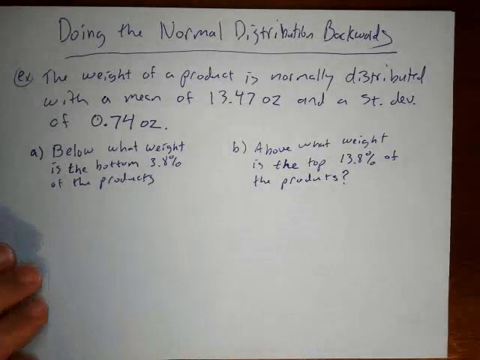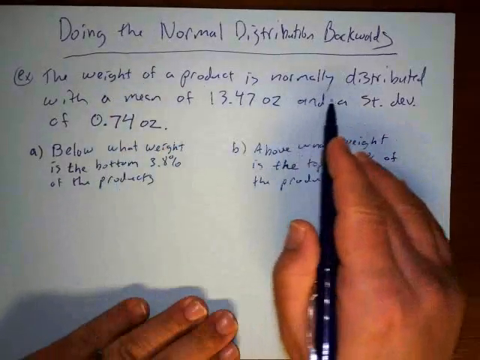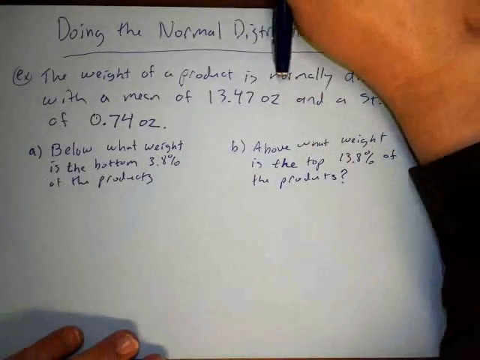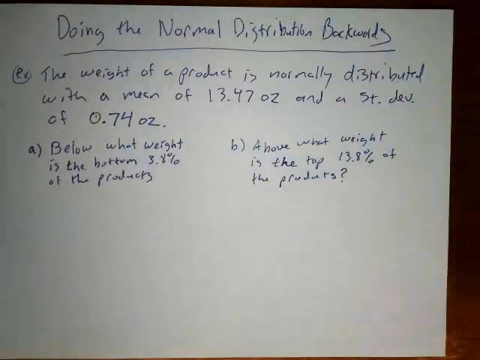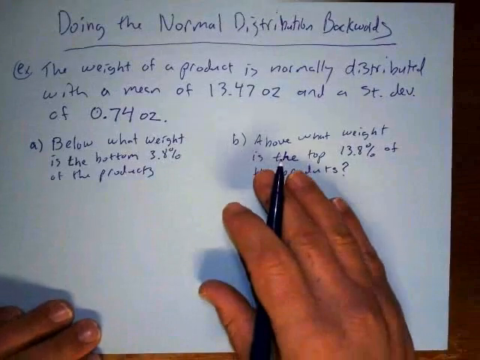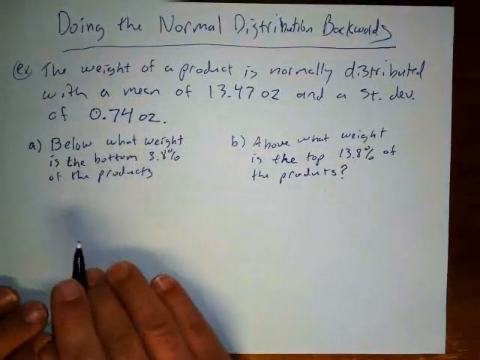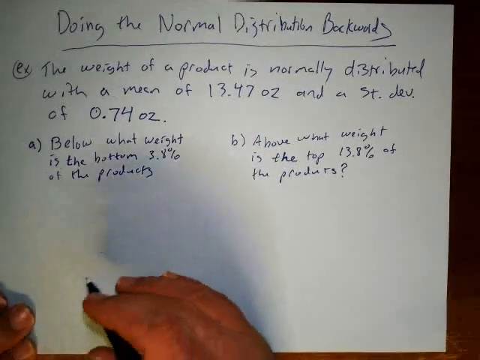And so this one says, below what weight is the bottom 3.8% of the products? So I guess I should read this. The weight of products is normally distributed with a mean of 13.47 and a standard deviation of 0.47. Okay? And so below what weight is the bottom 3.8% of the products?